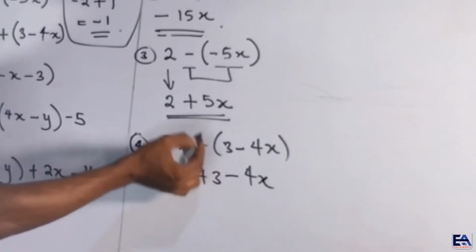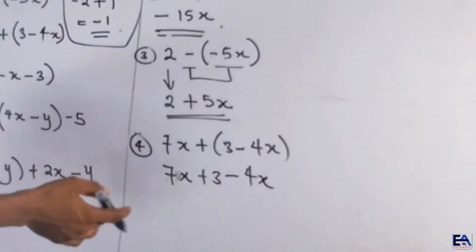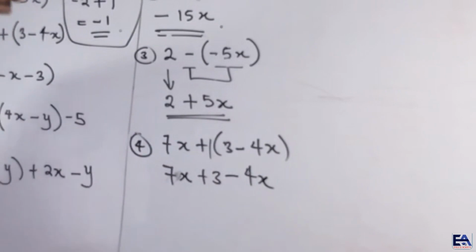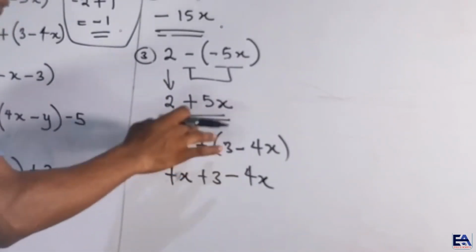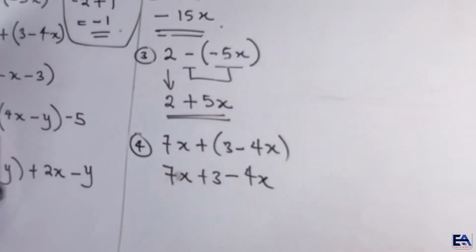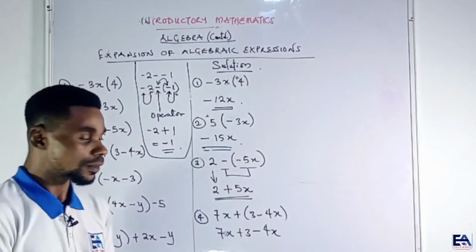if no number is written before the bracket, it's assumed that there is an invisible 1 there. Okay, but if there is a number, then you deal with that number. But if no number is written there, you assume that a number is there, but that number is 1. Okay, all right.